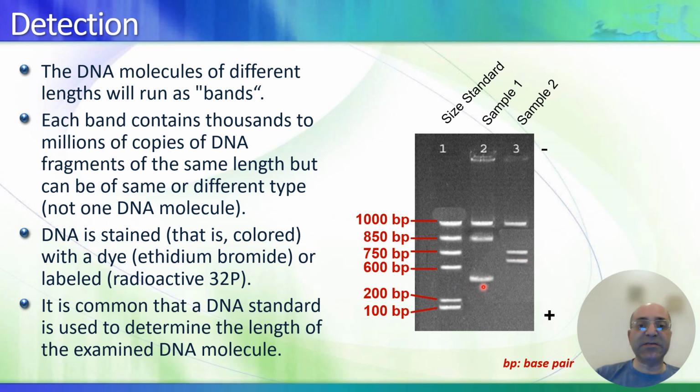Now we can estimate the size of this DNA molecule. We say, aha, it is smaller than 600, and it's a bit larger than 200. So I would say it's about 500, maybe 450, and so on. So we can estimate what the size of this band is. So this is gel electrophoresis, and that's how we can analyze DNA.